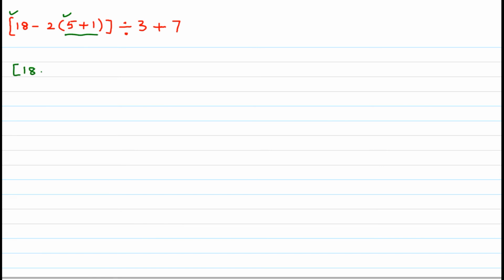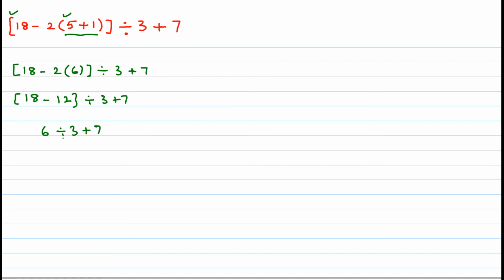This comes under 18 minus 2 times of 5 plus 1 is 6, divided by 3 plus 7. Okay. Later we need to again go to the innermost. 2 into this will be 2 into 6, so I can move like this. 2 into 6 is 12 divided by 3 plus 7. Again I need to solve within the bracket part. 18 minus 12 is 6 divided by 3 plus 7.